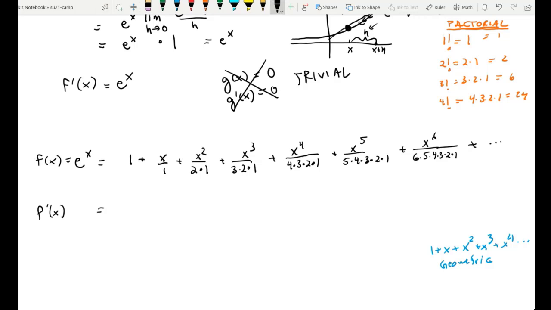All right, so let's just differentiate term by term, because you can do that. What's the derivative of 1? It's a constant, so its derivative is 0, right? What's the derivative of x? Well, if you have y equals x, that's a line of slope 1, so it's just 1. What's the derivative of x squared?